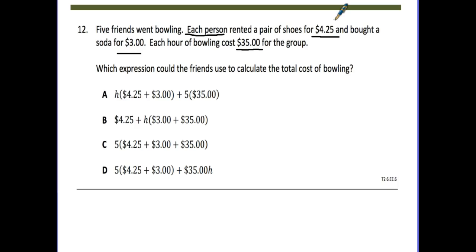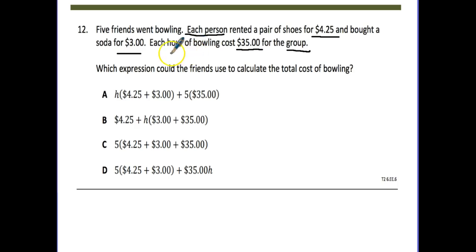And then each hour of bowling costs $35, but that's for the group. That's one cost for all 5, not $35 each. So you're going to record the important information that you need to use. And then on the process side, take a look at each of these expressions and which expression would be the correct one to show what each person paid and each hour of bowling, $35 for each hour for the group.